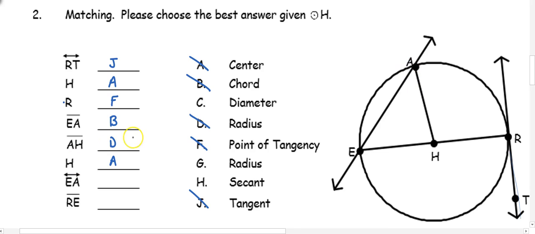EA this time has arrows, so it's talking about the line going forever in both directions. So this would be our secant because it touches the circle twice. And RE goes through the center of the circle, so this is going to be our diameter C.